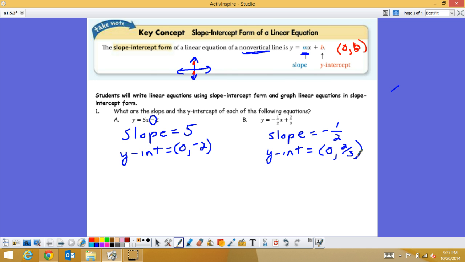And that's actually all there is to this video on y equals mx plus b. In the next video, we are going to write equations of lines where we know the slope and the y-intercept.